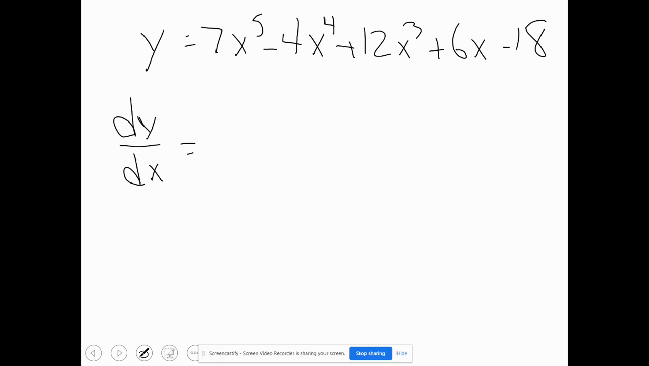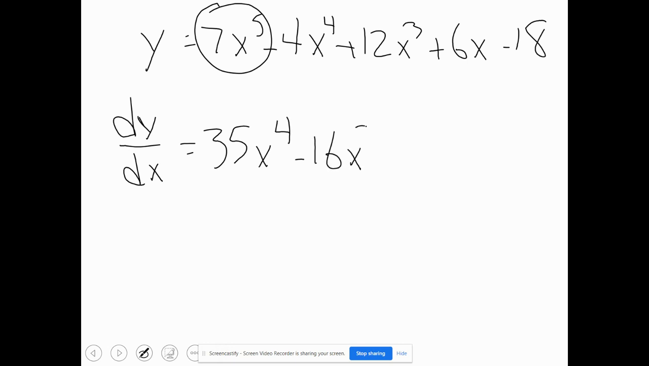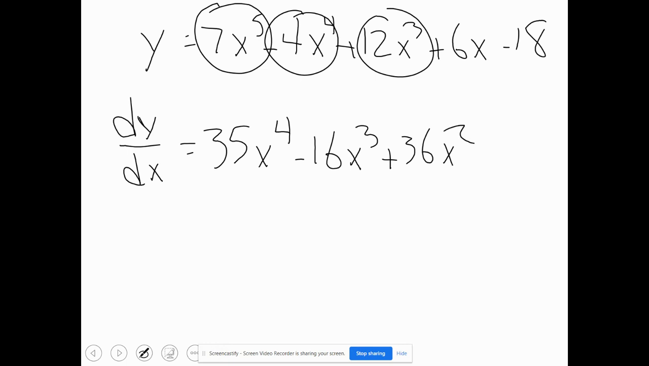So let's see, as I take the derivative here, my derivative of 7x to the fifth would be 35x to the fourth, minus 16x to the third. My third term would give me 36x squared. The derivative of 6x is 6, and the derivative of negative 18, which is a constant, is 0. All right, so there's your derivative.